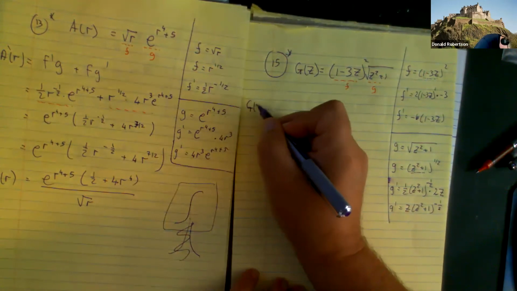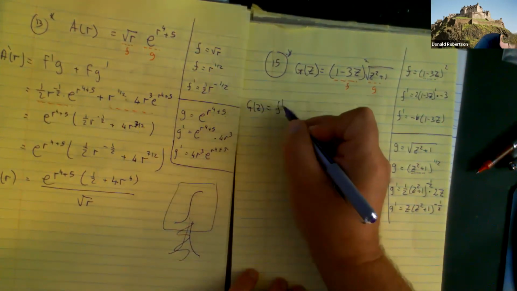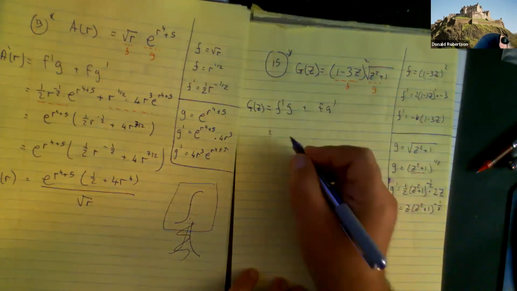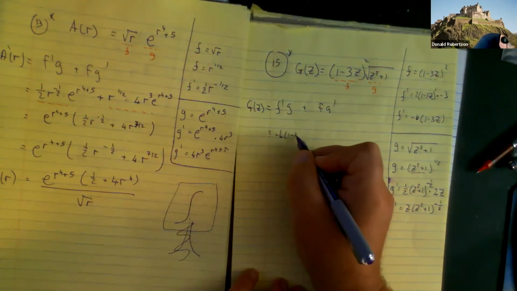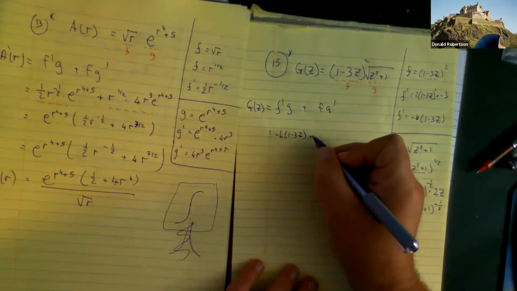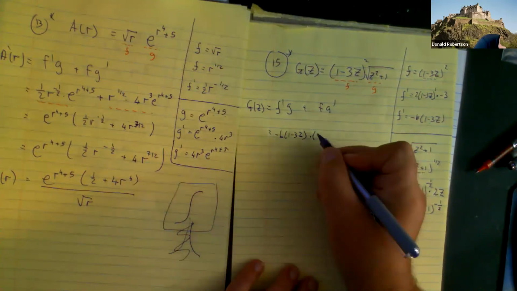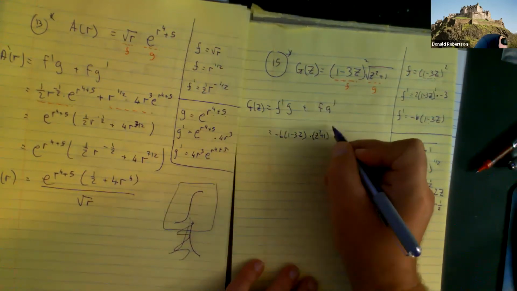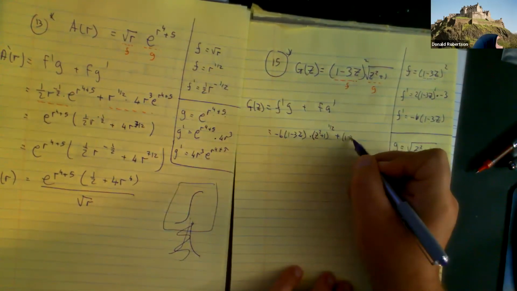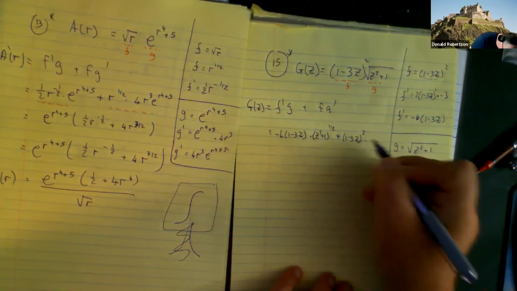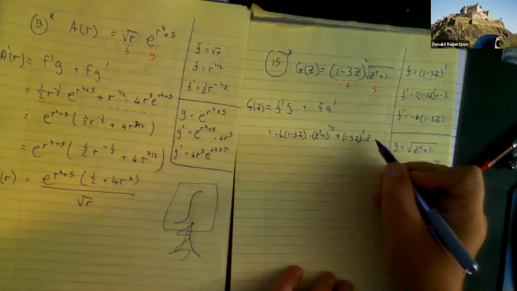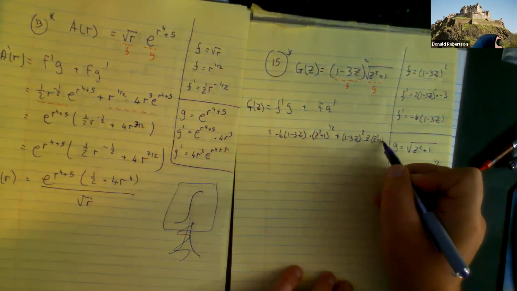So the derivative is f dash g plus f of g dashed. This guy is negative 6, 1 minus 3z times g, which is z squared plus 1 to the half, plus 1 minus 3z squared times this guy, which is z squared plus 1 to negative a half.